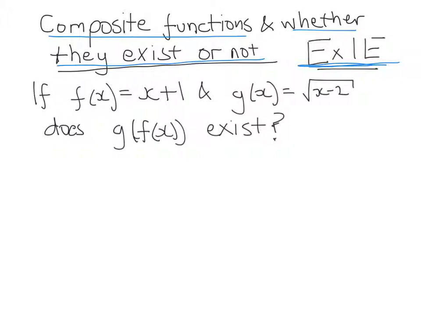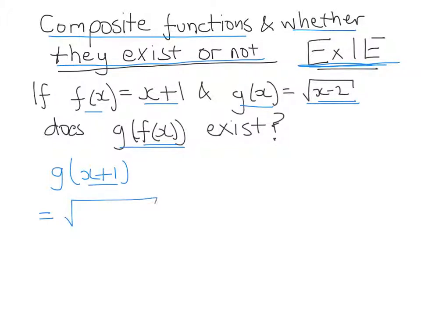Now what happens if we say f of x is equal to x plus 1 and g of x is equal to the square root of x minus 2? Does g of f of x exist? Well, we could probably say, if we put in everywhere there's an f of x, x plus 1, and then g of x plus 1, in place of everywhere there's an x, there's now an x plus 1 minus 2. So there it is, and it exists all the time.